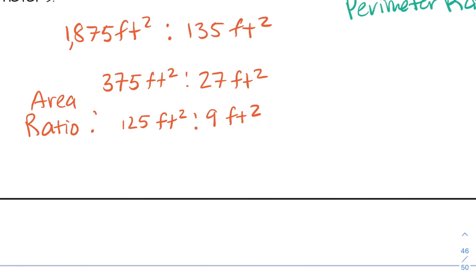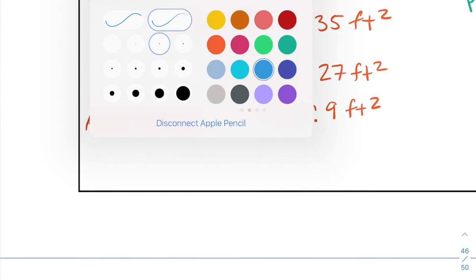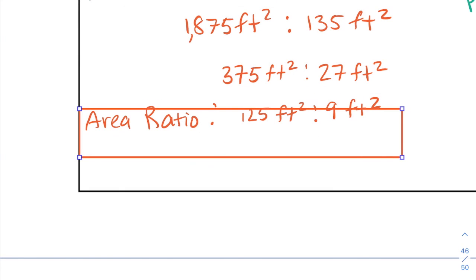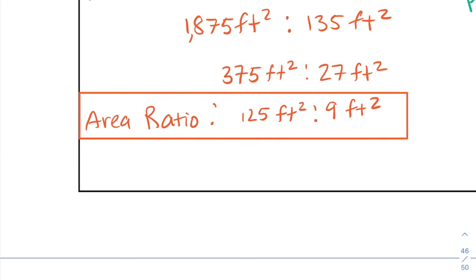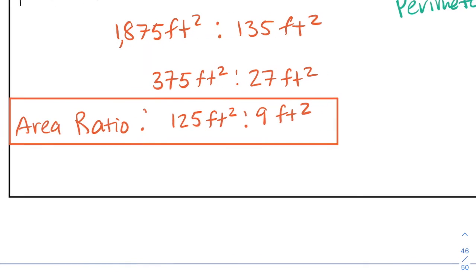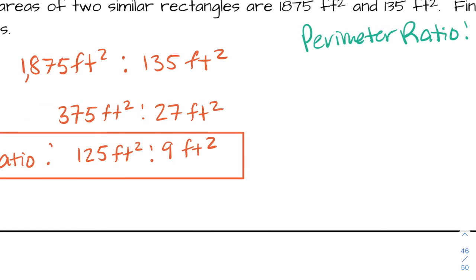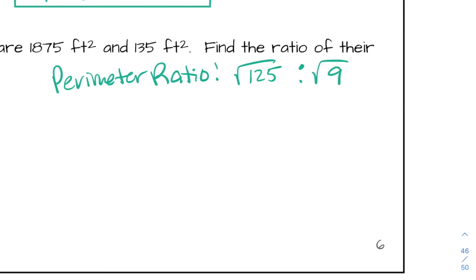So we will leave the area ratio the way it is. It's not wrong. Most of the time, you want to leave it in simplest radical form, and we just won't be able to with this problem. You'll notice on your IXL assignments, they'll all be perfect in simplest radical form. Here we'll have to leave it as the square root of 125 to the square root of 9.